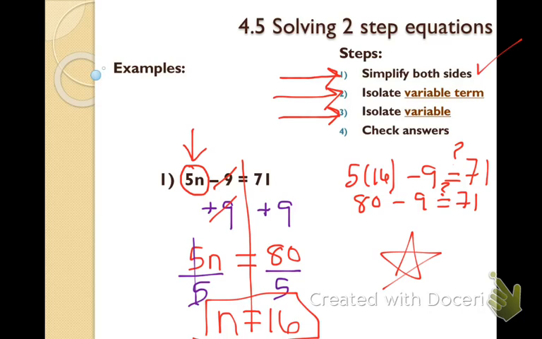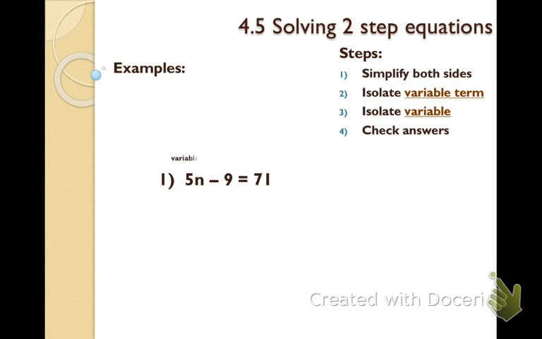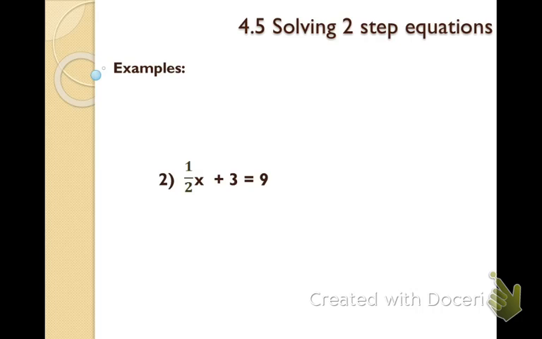Alright, next example. First step is we need to isolate the variable term. Well, the variable term is right there. The reason it's not by itself right now is because there is a plus 3 attached to it. So I need to subtract 3. I need to do that to both sides. They cancel out. I'm left with 1/2 x equals 6.